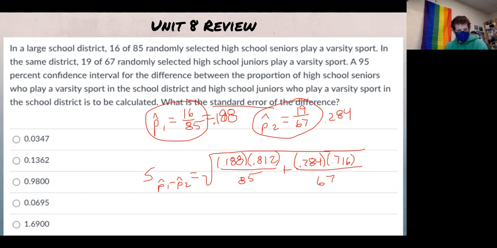Okay, and that math we can work through and figure it out. All right, so one thing we can rule out right away, it's not going to be this, and it's not going to be that. Those are way too high. So your difference in proportions is likely to be something in this range.